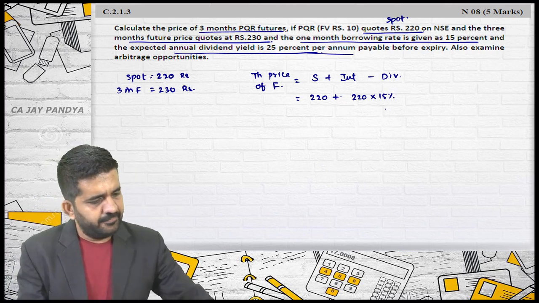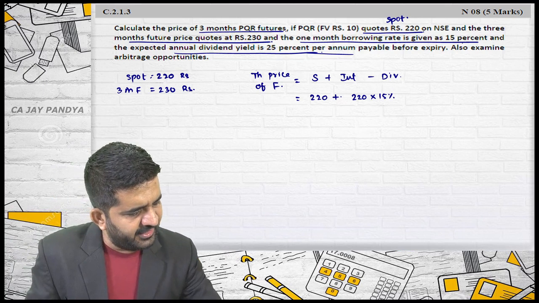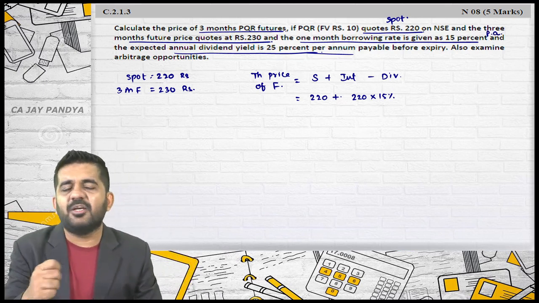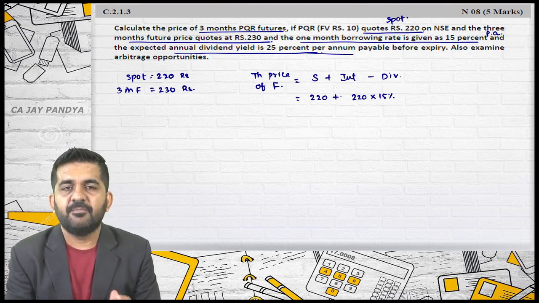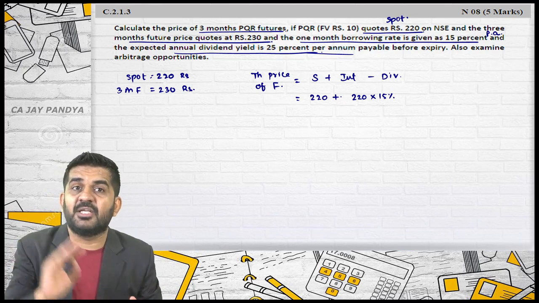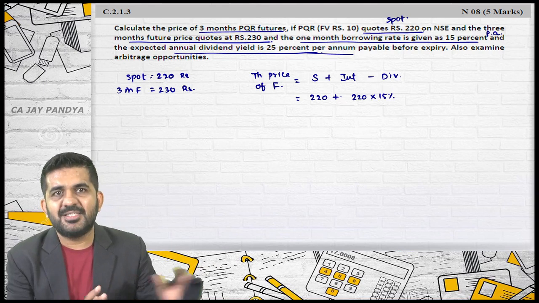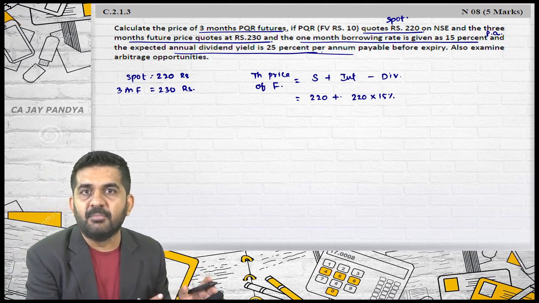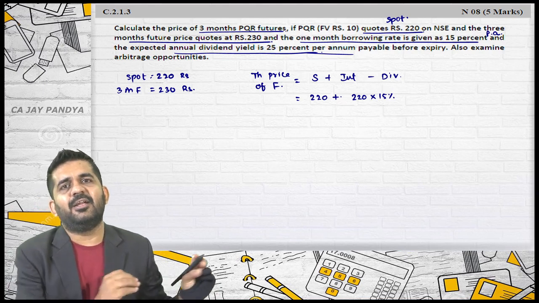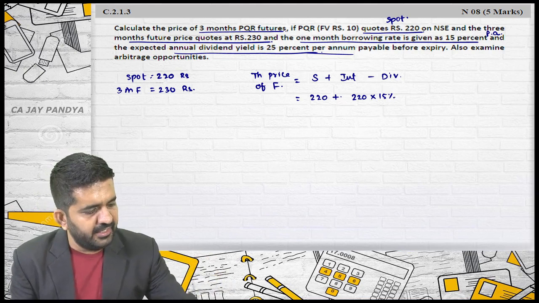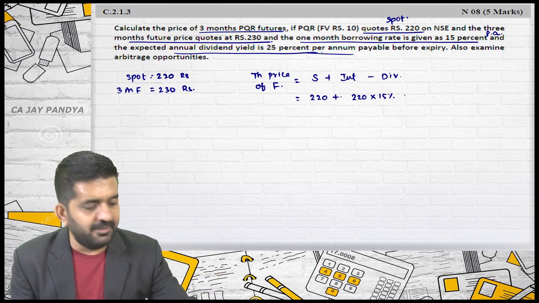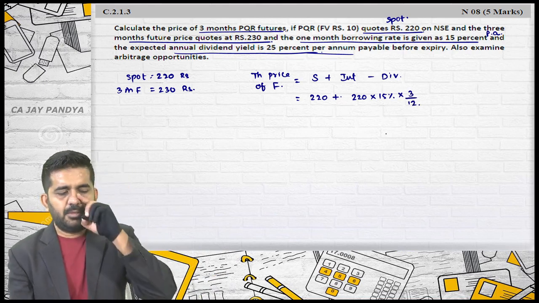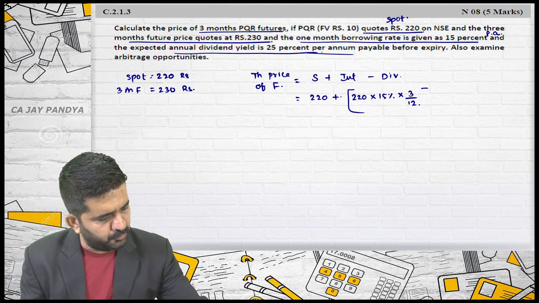Now understand, 1 month borrowing rate is given as 15% per annum. This should be interpreted in this manner only. It can be interpreted that the 1 month rate is 15%. But what this means is, if you want to borrow money for the period of 1 month, then the relevant rate is 15%. I need to borrow it for 3 months, so it will be 15 into 3 divided by 12. This will be my interest portion.